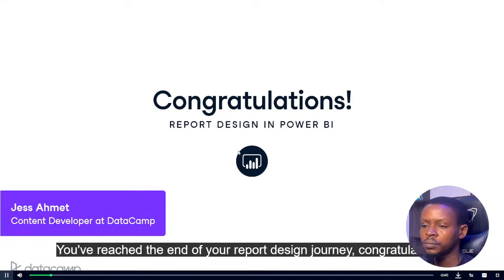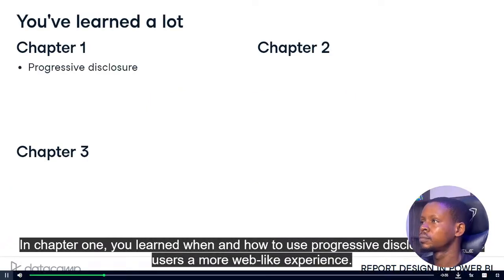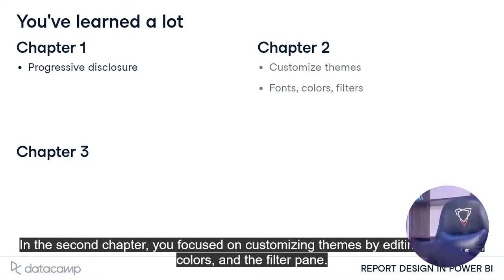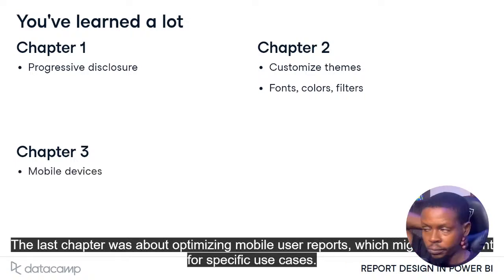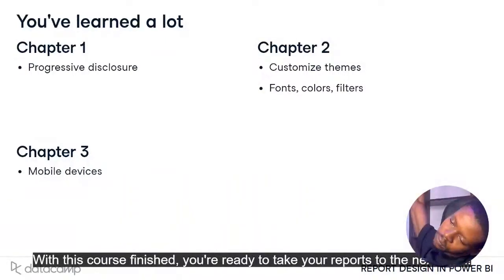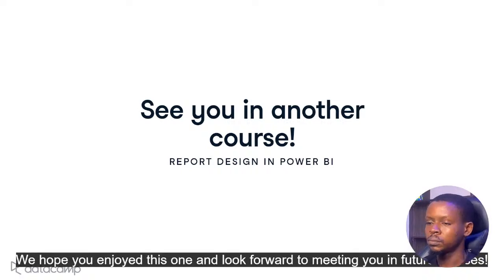You've reached the end of your report design journey. Congratulations! In Chapter 1, you learned when and how to use progressive disclosure to give users a more web-like experience. In the second chapter, you focused on customizing themes by editing font sizes, colours, and the filter pane. The last chapter was about optimizing mobile user reports, which might be relevant for specific use cases. With this course finished, you're ready to take your reports to the next level. Check out our other Power BI courses and case studies on DataCamp and let us know what you think. We hope you enjoyed this one and look forward to meeting you in future courses.